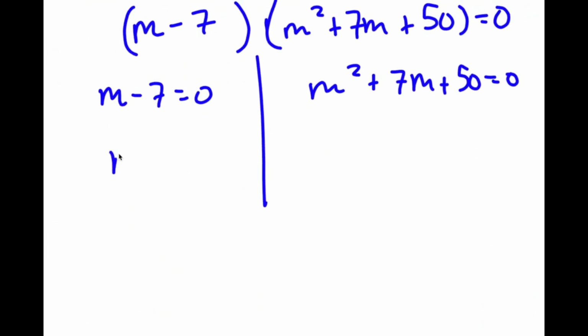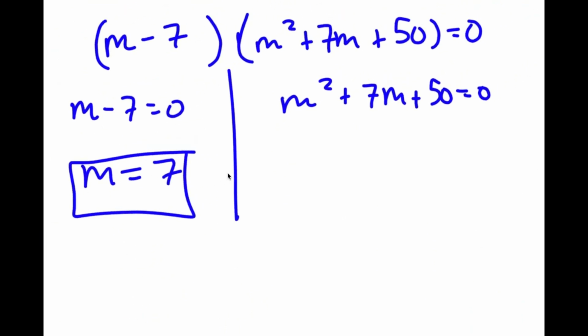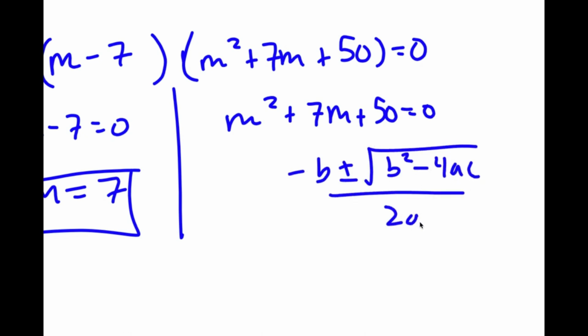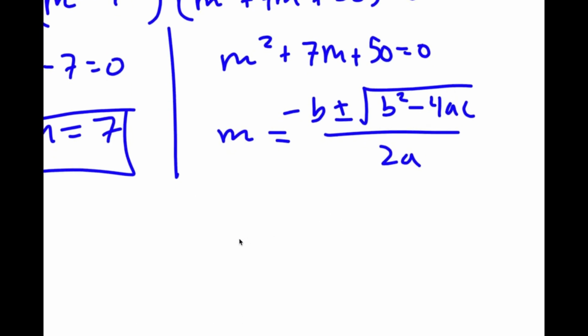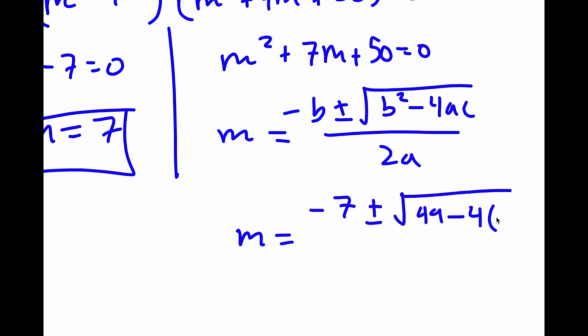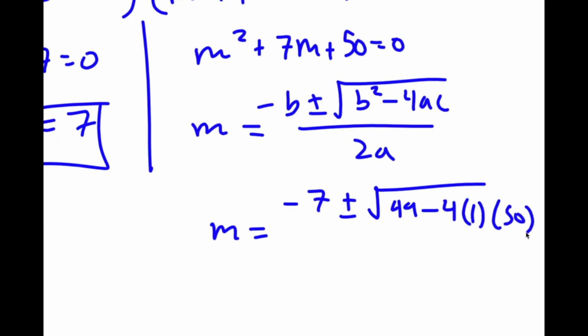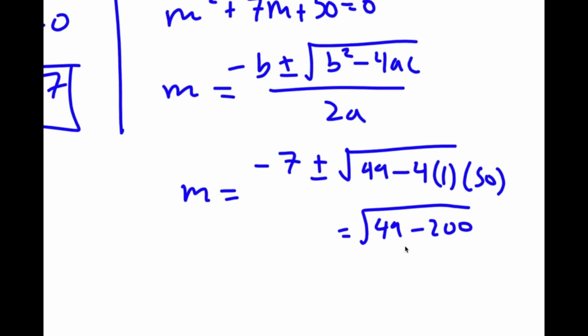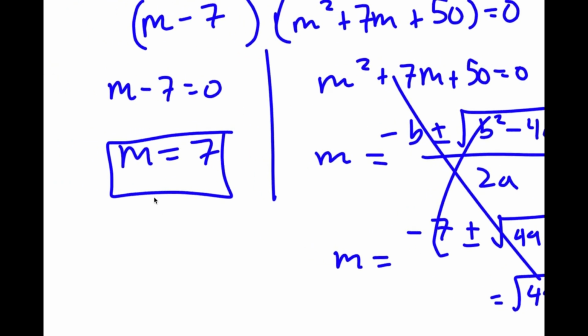So m minus 7 equals 0. This is the same thing as m equals 7, so this is already one solution of m. And m squared plus 7m plus 50, you have to use the quadratic formula, which is negative b plus or minus the square root of b squared minus 4ac all over 2a. So this is the same thing as negative 7 plus or minus the square root of 7 squared, which is 49, minus 4 times a, which is 1, times c, which is 50. And if you notice, this is the square root of 49 minus 200, which is going to be a negative number, meaning this won't work, and my only solution is m equals 7.